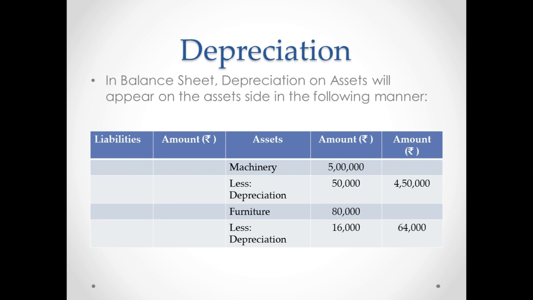We have on the asset side first machinery, whose balance was rupees 5 lakhs less depreciation 50,000, resulting in the book value of machinery 4,50,000 rupees. Similarly, furniture, whose value as per the trial balance was rupees 80,000 and less depreciation 16,000, the book value now becomes rupees 64,000.